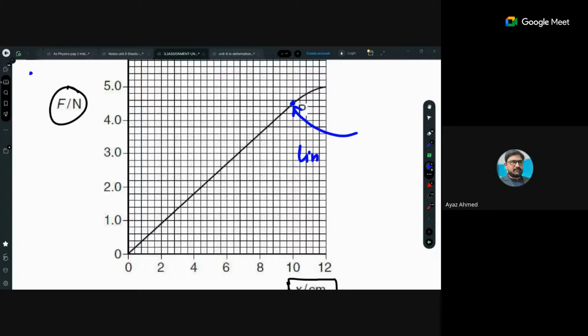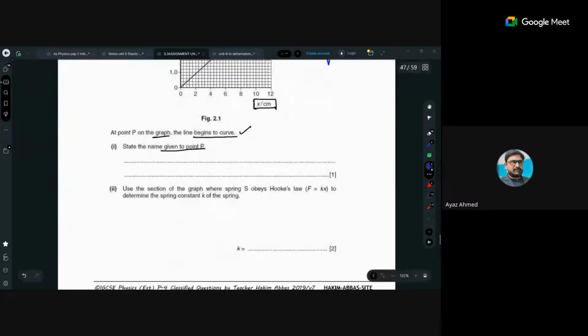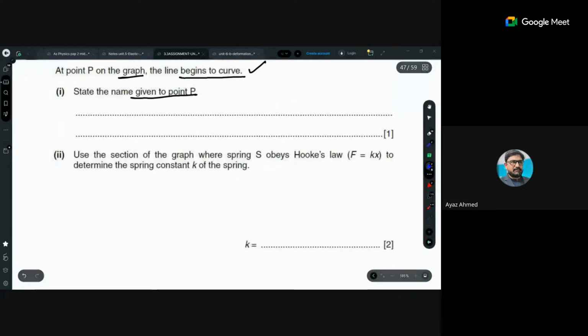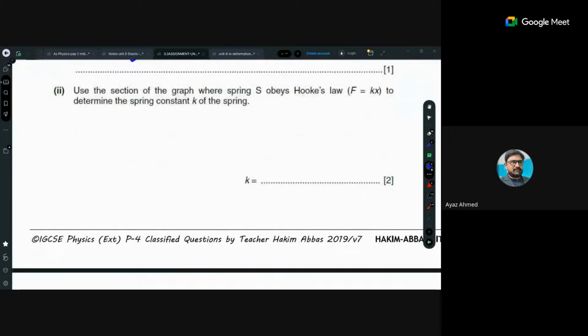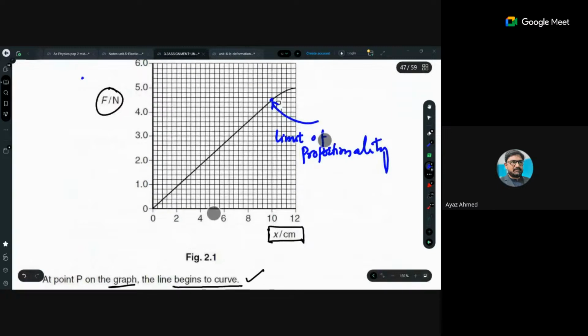Hassan, agreed? Yes, sir. Very good. Limit of proportionality. And Yahya, are you agreed too? Yes, sir. Very good. Okay, the next is to use the section of the graph where the spring S obeys Hooke's law, F equals Kx, to determine the spring constant. This is again a very easy question. The formula is given to you. F equals Kx is there, and K equals F upon X. So what is the force, till the limit of proportionality?